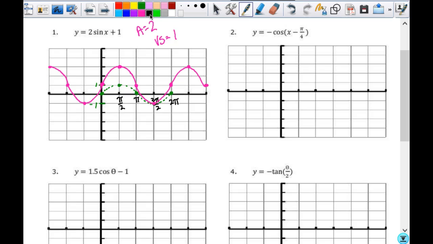So let's try this one. I'm going to do this again. Pi halves, pi, 3 pi halves, 2 pi. So this is cosine, right? So for cosine, it looks like this. That should be something that you should be able to sketch in there very, very quickly and easily, parent function wise.